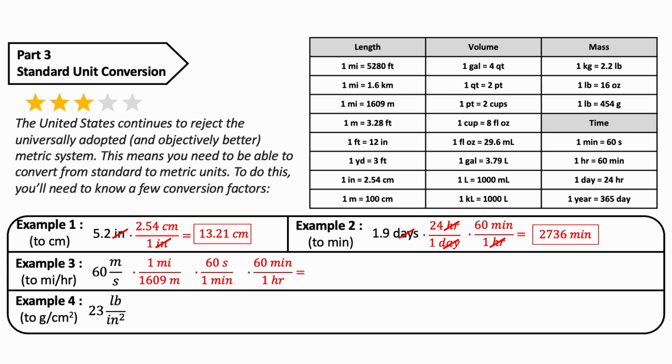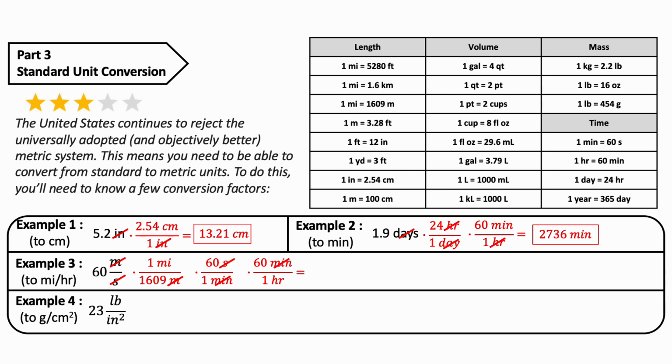And the last step should always be, let's make sure that all of our units are in the right spots and they will actually cancel out. Meters in the numerator and the denominator, seconds in the numerator and the denominator, and minutes in the numerator and denominator. The only units that don't cancel out are miles in the numerator and seconds in the denominator.